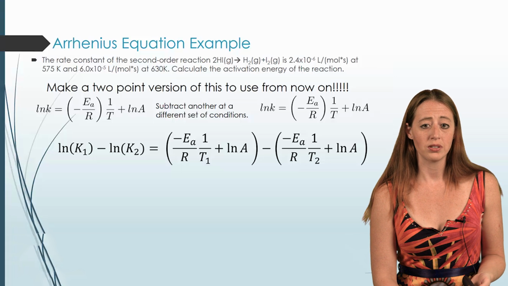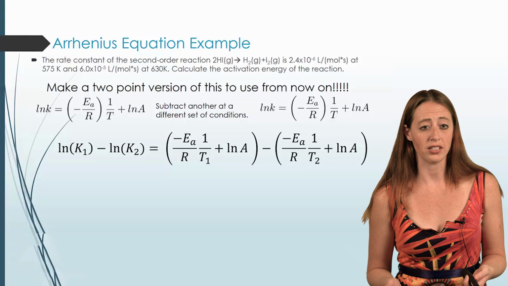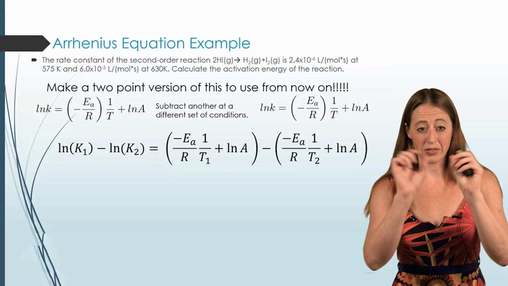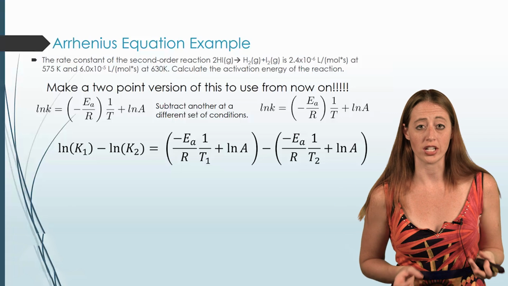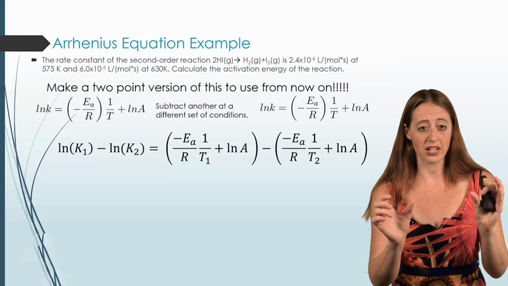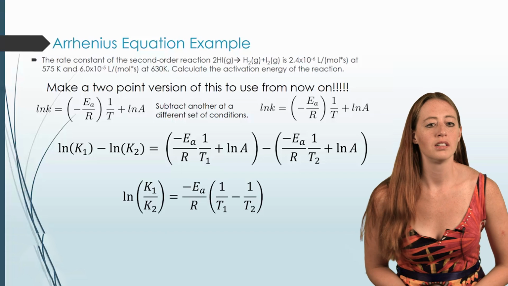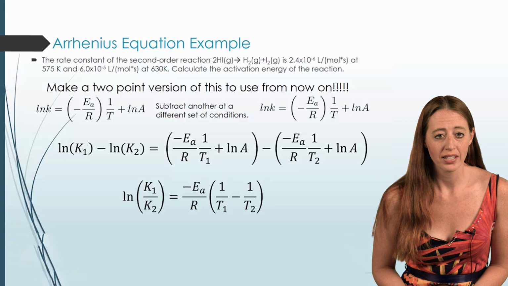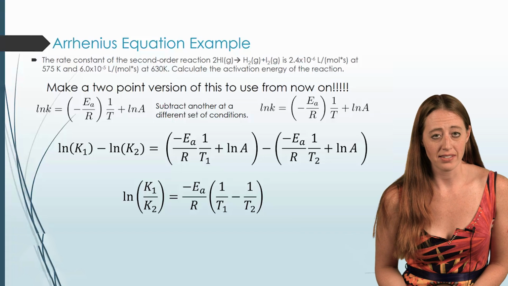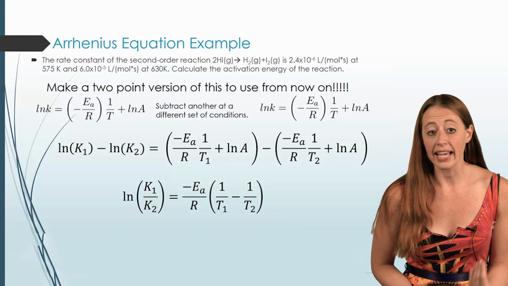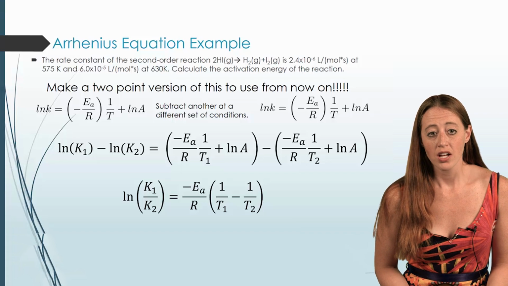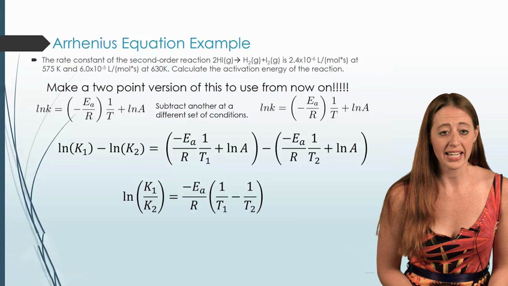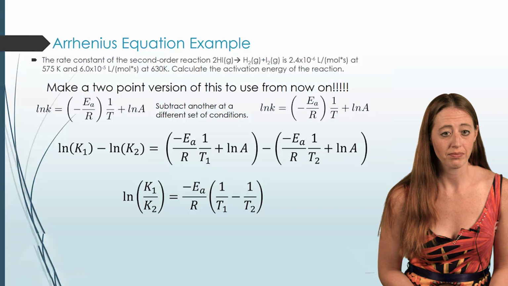Whenever we do a natural logarithm, we can go ahead and say, well, if there's subtraction, that's going to become division. So subtraction of a natural log becomes division. So we end up with natural log of k1 over k2. Now, if we look at the other side, our right-hand side, EA and R aren't going to change. So we can factor that out of the equation. So that's where the negative EA over R comes out.